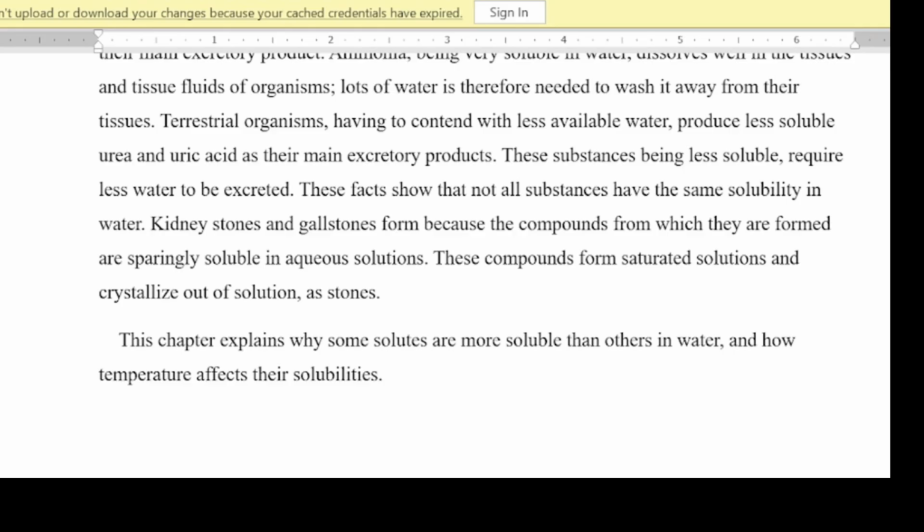These facts show that not all substances have the same solubility in water. Kidney stones and gallstones form because these compounds from which they are formed are sparingly soluble in aqueous solution. These compounds form saturated solutions and crystallize out of solutions as stones. This chapter explains why some solutes are more soluble than others in water, and how temperature affects their solubilities.